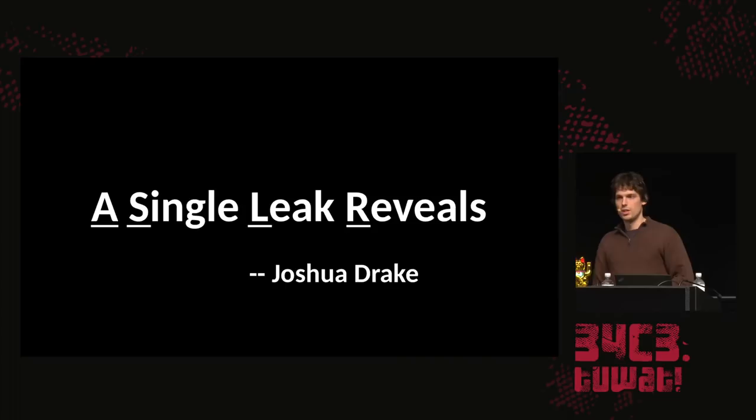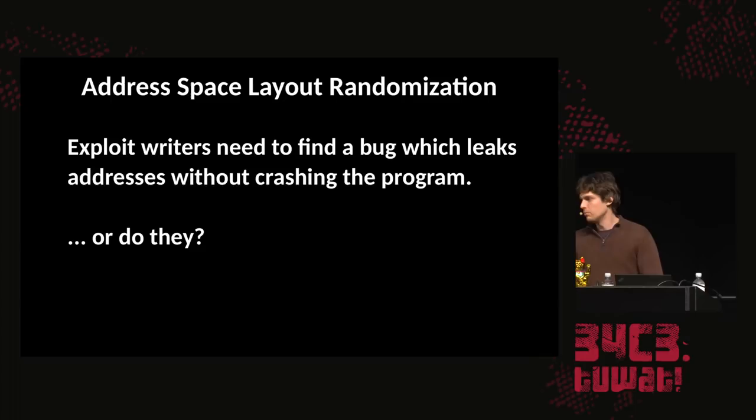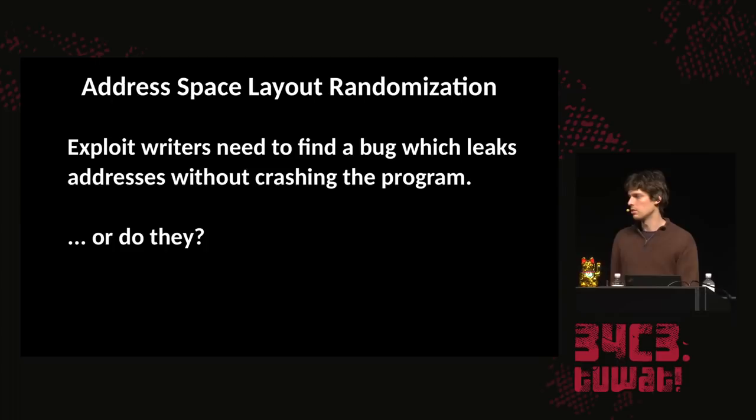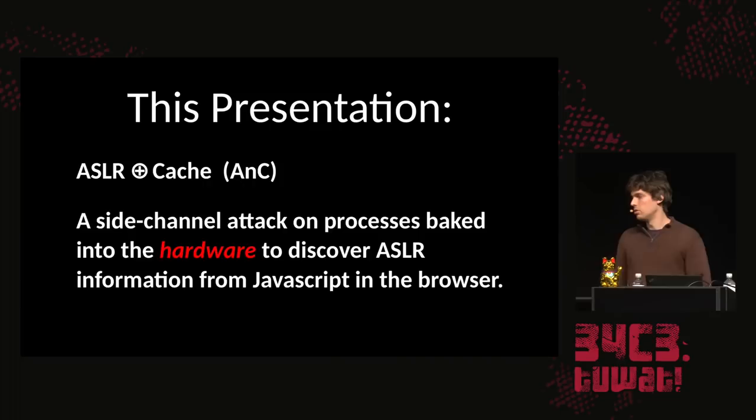However, not much is needed to thwart this mitigation. You just need to leak the location of the memory. So I really like this backronym. You can try to reuse the bug that you can use to exploit to first leak information and then exploit, or if that's not possible, you'll have to find another bug which allows you to leak this location. Or maybe you don't have to. So this presentation is about an attack which uses a side channel from JavaScript on processes in the hardware itself to discover information about locations of data or code in memory.